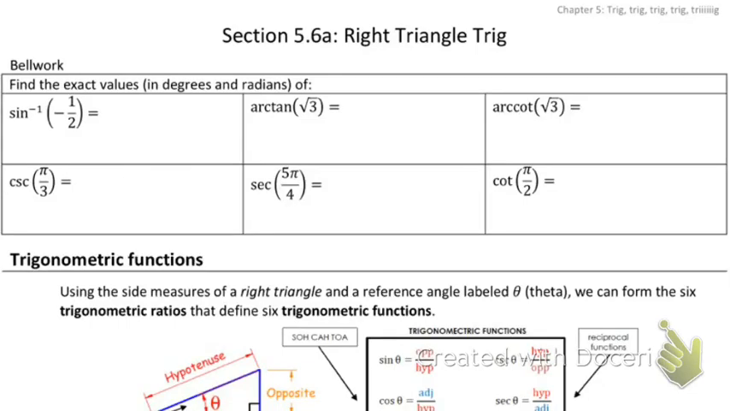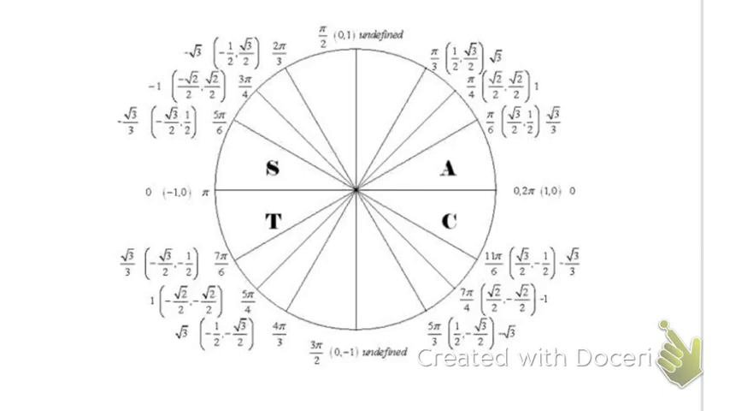Negative 1/2, or sine inverse of negative 1/2. So you go to your unit circle and figure out where sine equals negative 1/2. It equals negative 1/2 right here, and it equals negative 1/2 right here. How do I know which one to use? We have two possible ones, but we can't give both answers, so we have to pick one.